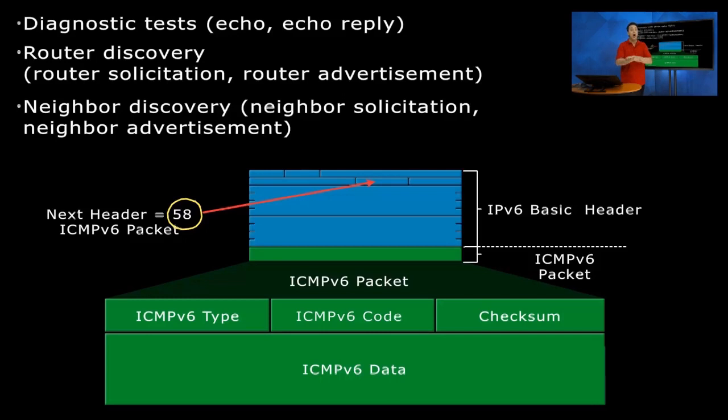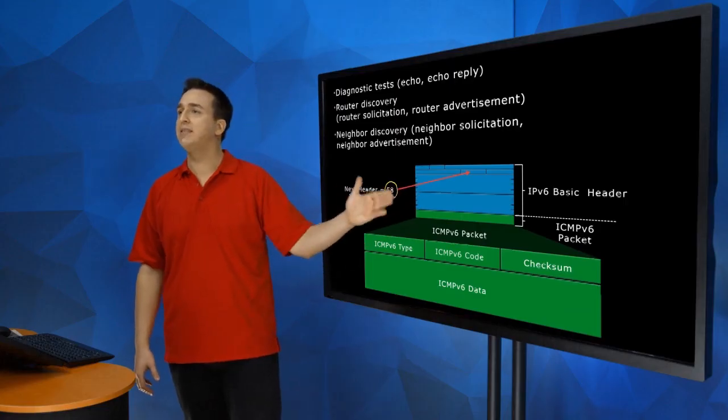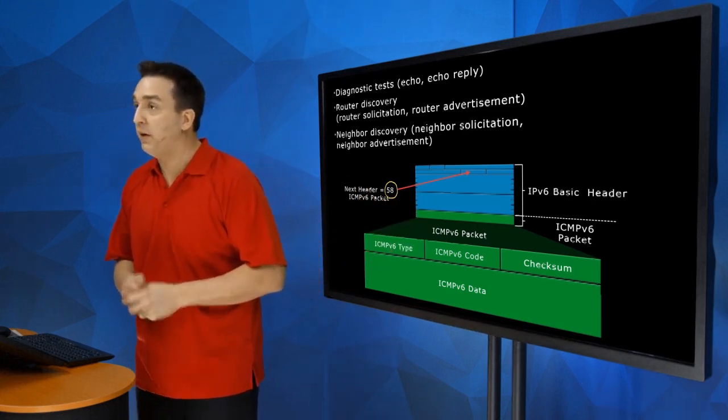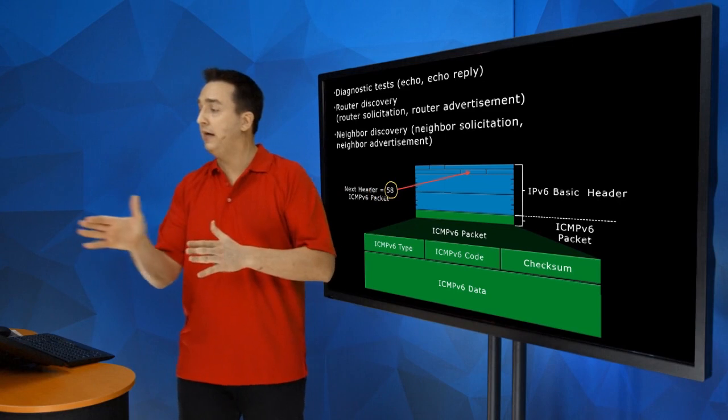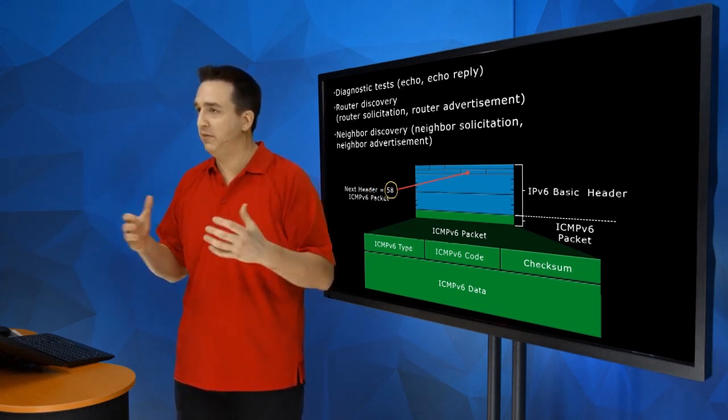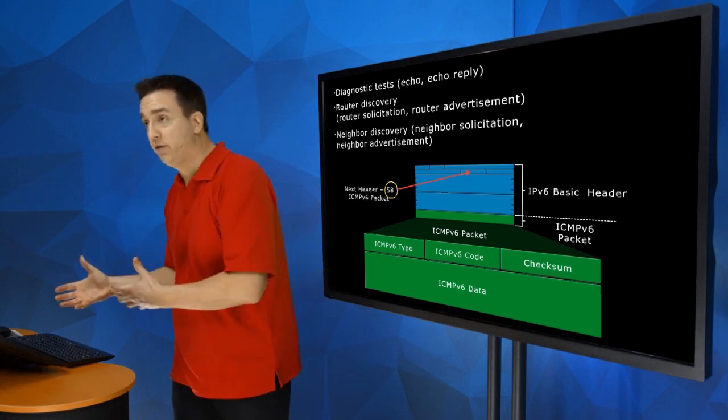So ARP does not exist for IPv6. We have neighbor discovery instead, using neighbor solicitation messages and neighbor advertisement messages. But it still accomplishes the same goal. I need your MAC address. I know who you are based on your IPv6 information. So I need your MAC address now.